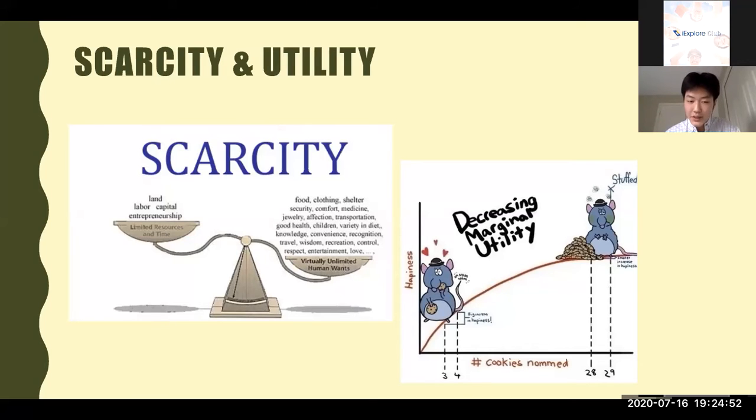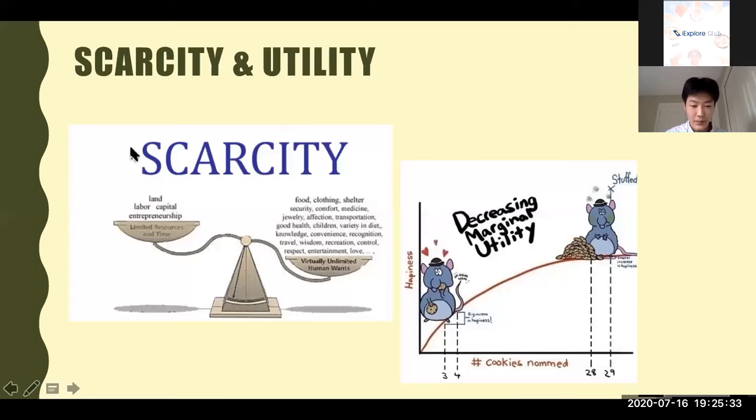And on the other side of the balance, which is really heavier than the left side, is the virtually unlimited human wants. So these are all the things that we want on a daily basis, like food, clothing, shelter, security, comfort, medicine, jewelry, blah, blah, blah. And to be honest, the limited resources cannot fulfill all of them. And this is called scarcity, which means you can't always get what you want. And what you want is very limited. So you need to find a way to actually obtain it through some measures. And that is why we study economics.